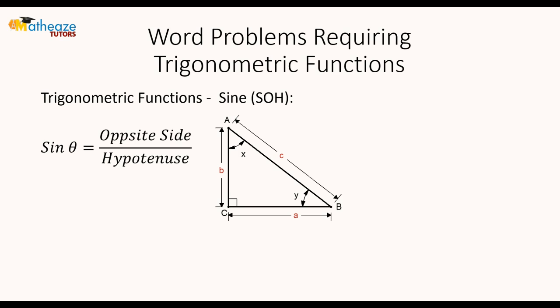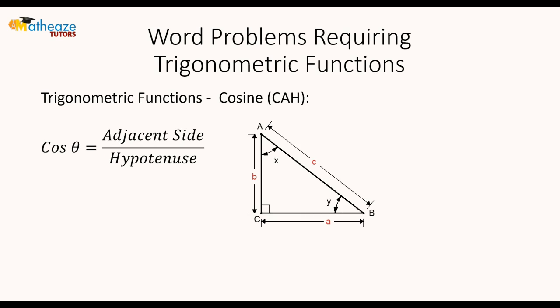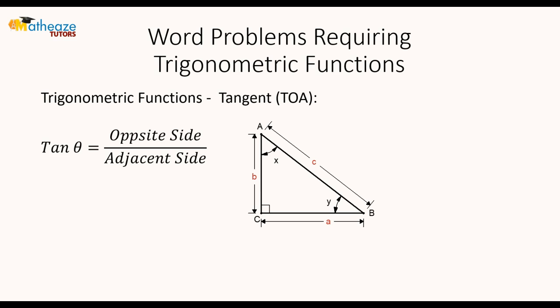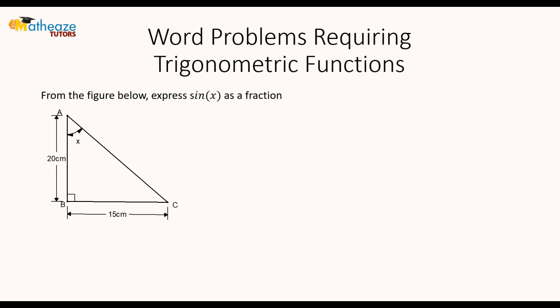So the trig functions, we have the sine. The sine of an angle is the opposite side divided by the hypotenuse. Cosine is the adjacent side to the angle divided by the hypotenuse. And then the tangent is the opposite side divided by the adjacent side. And that's also known as SOHCAHTOA. And we're going to go ahead and look at some examples.